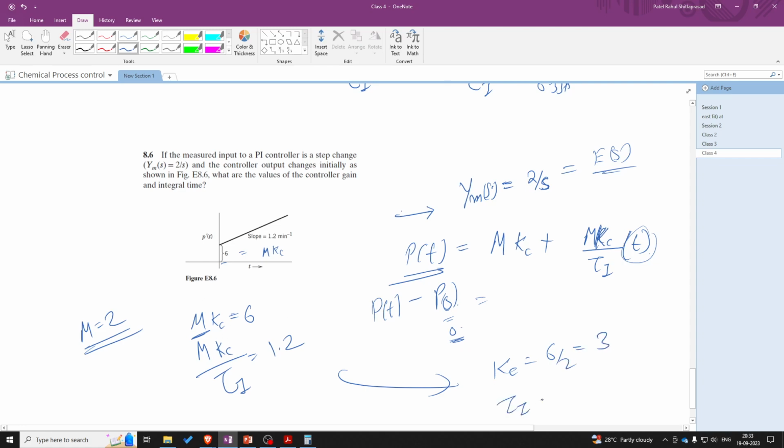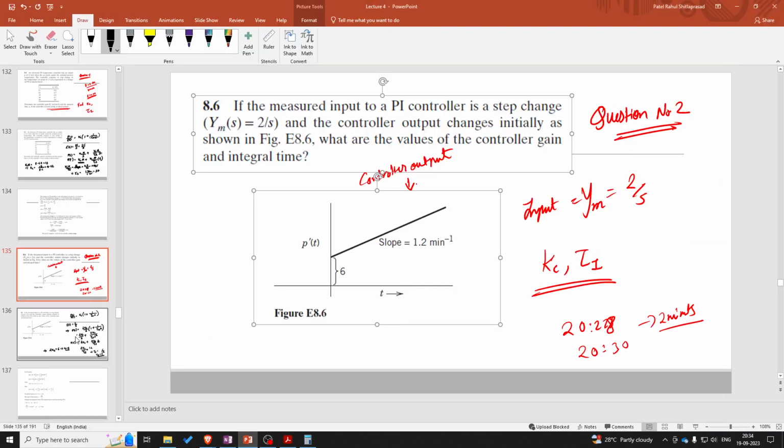Whereas the value of tau I will become mkc upon 1.2. The value of mkc is 6, so it is 6 upon 1.2, which is 5. That is the value of controller gain Kc is equal to 3, and the value of integral time tau I is 5. So that is how we solved the question.